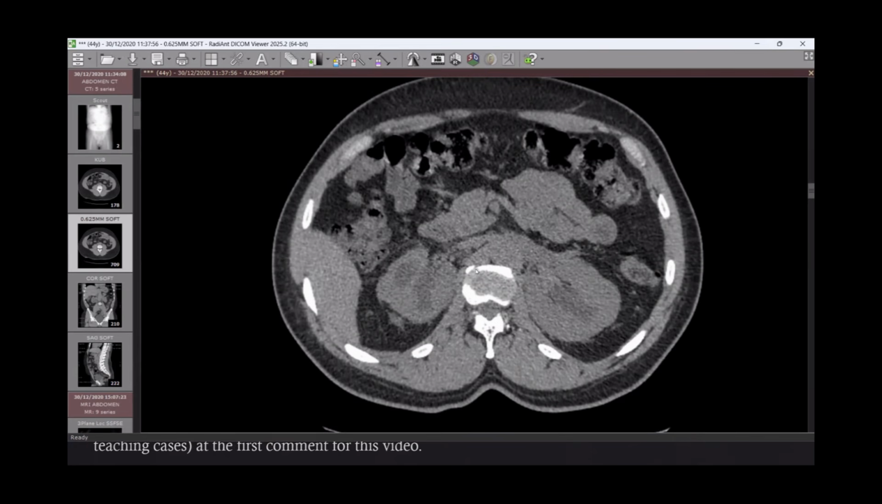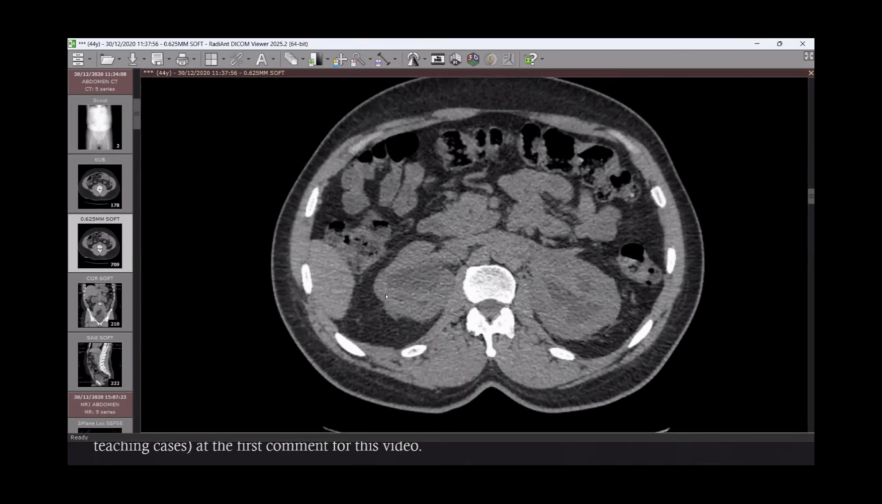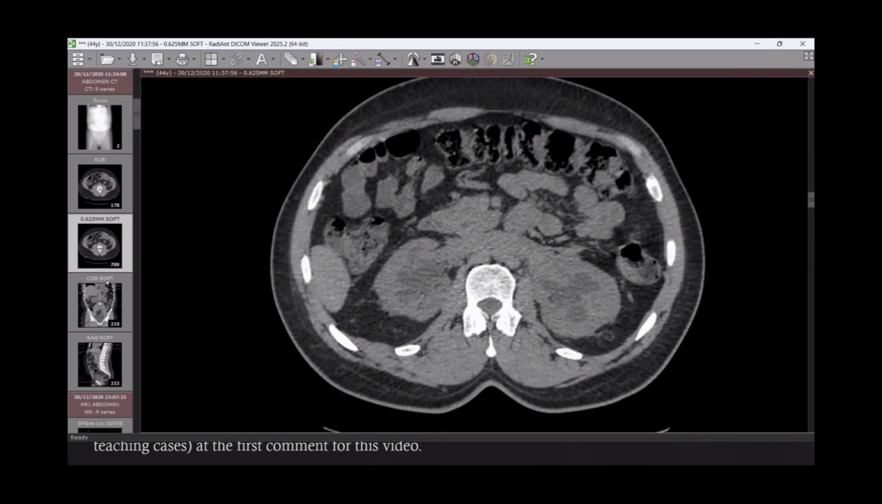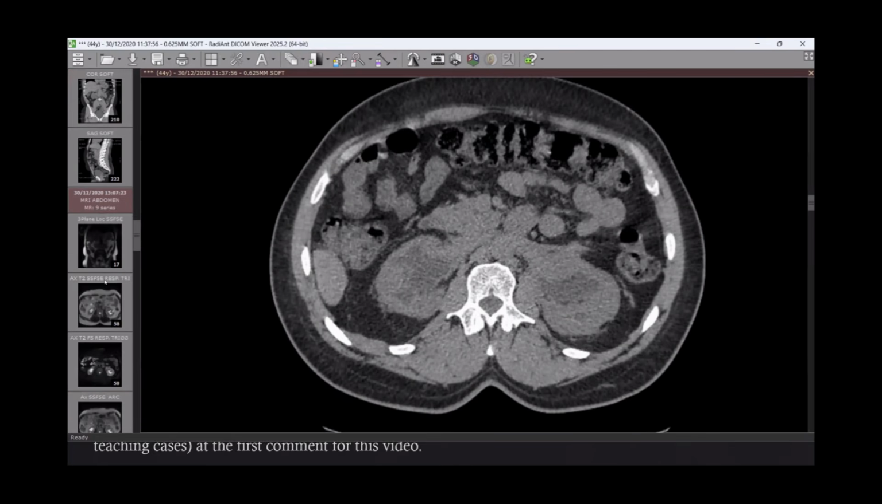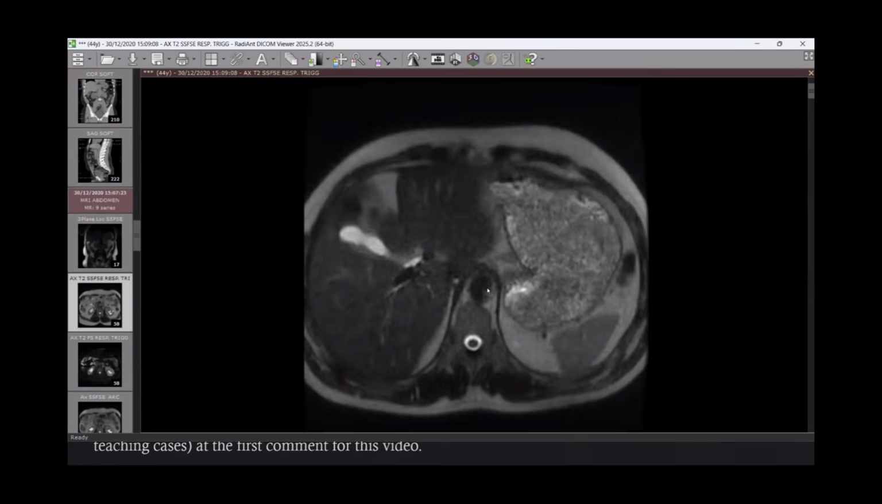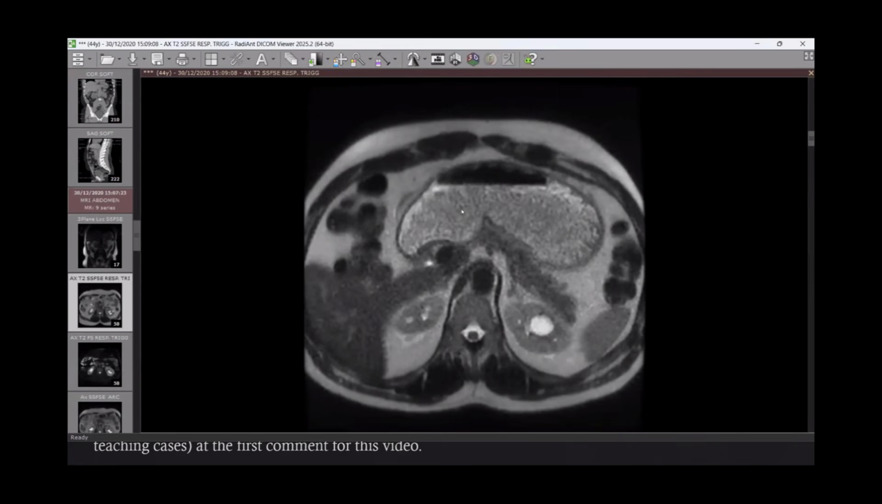Acute and chronic on the CT scan, I don't know. Not on the CT scan. Okay. What other modalities? MRI, maybe, to see the post-contrast enhancement.